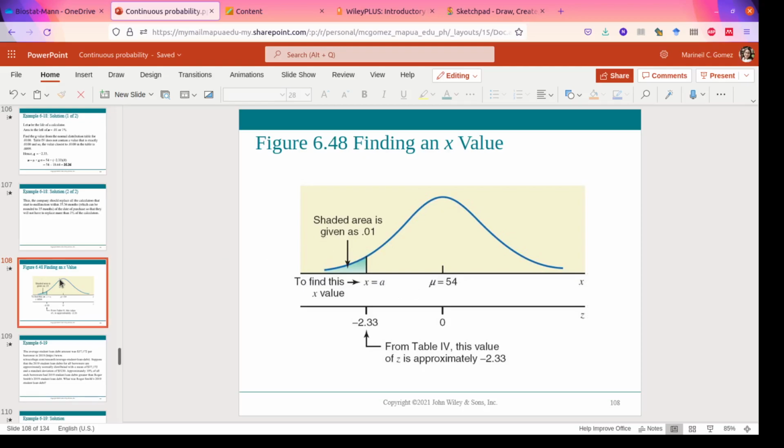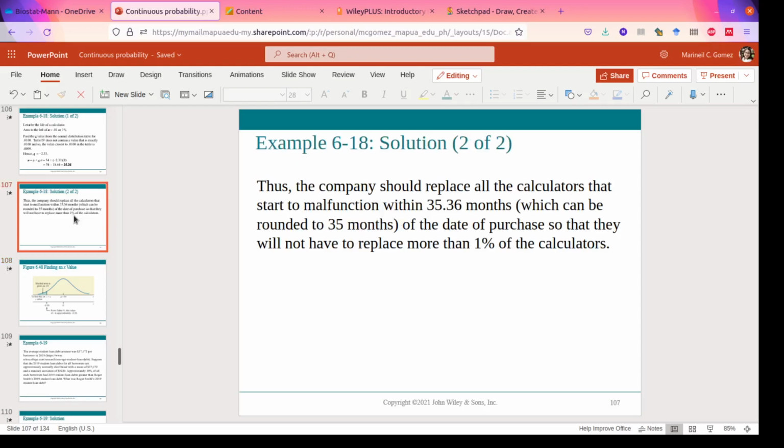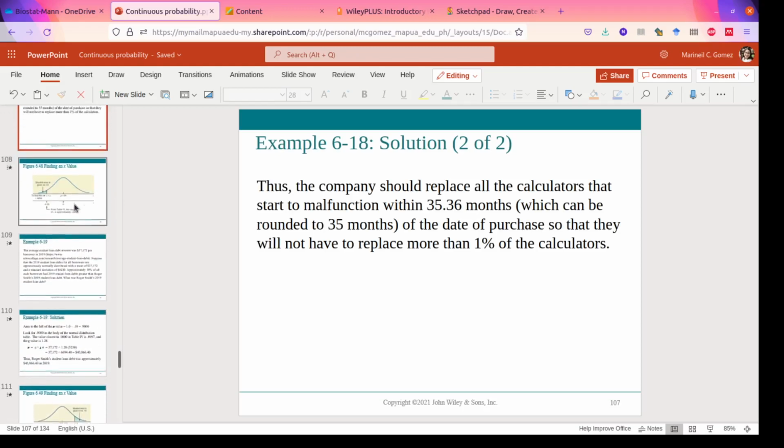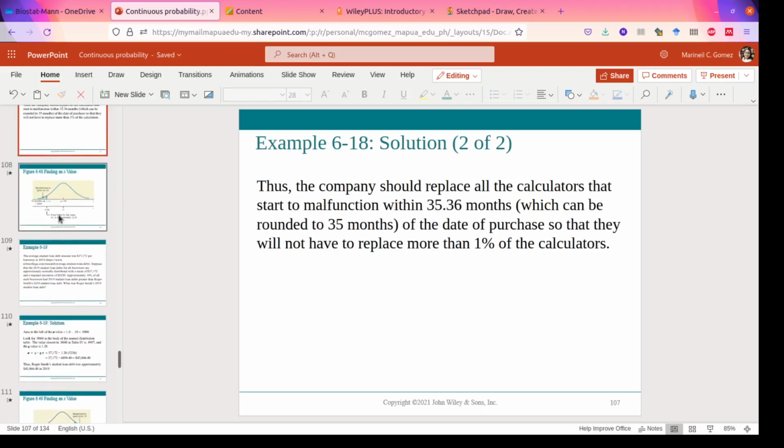So that means they should give a warranty of 35 months or less from the purchase date. Based on the probability distribution, only 1% of the calculators are expected to malfunction within that period, and that is how they can replace only 1%.